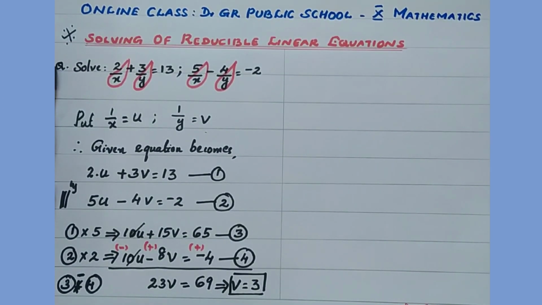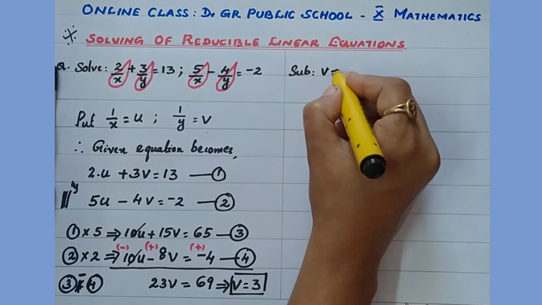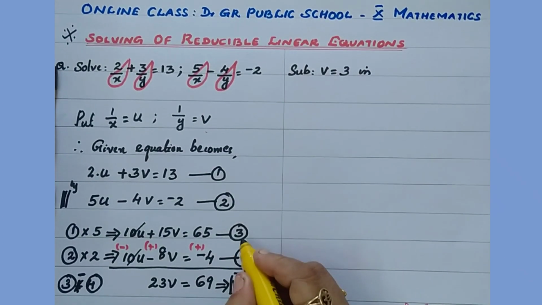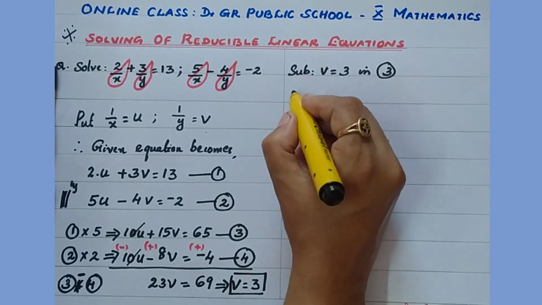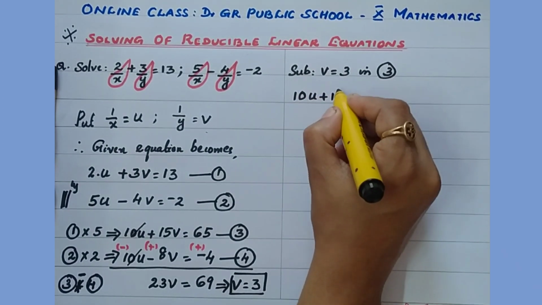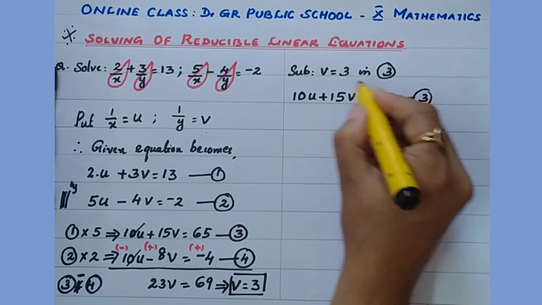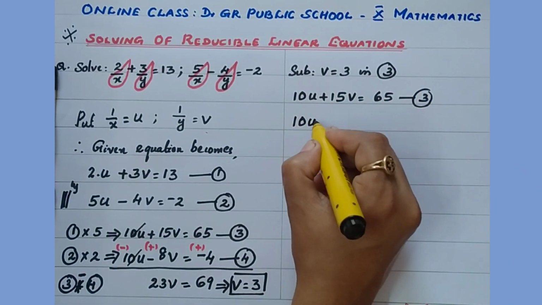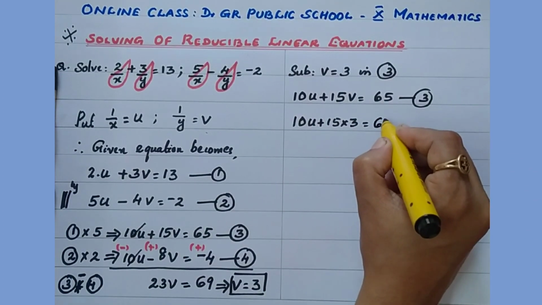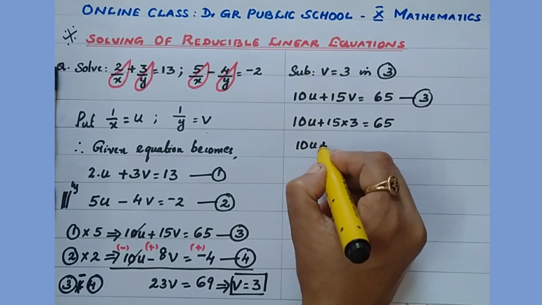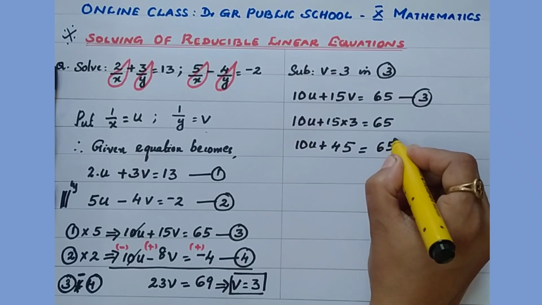v equal to 3. Now, what I am going to do is substitute the value of v equal to 3 in equation 3 or equation 4. I am going to substitute in equation 3. What is equation 3? 10u plus 15v equal to 65. This is your equation number 3. I am going to substitute here. So, 10u plus 15 into the value of v, which is 3, equal to 65. 10u plus 45 equal to 65.